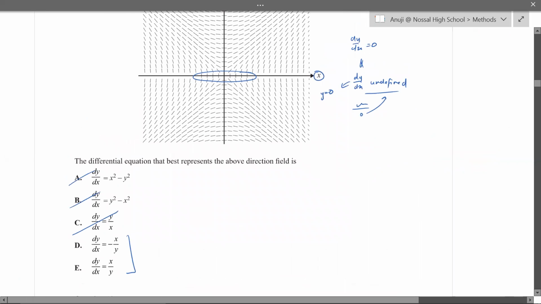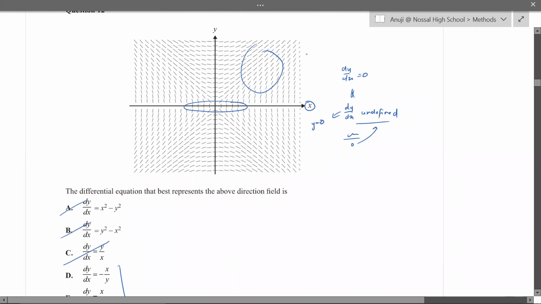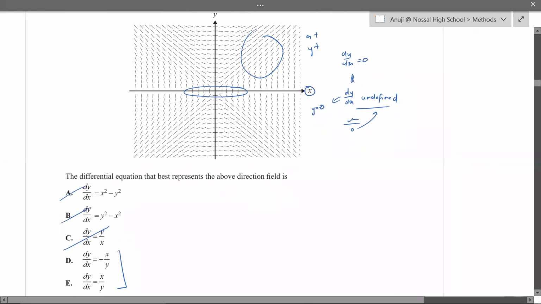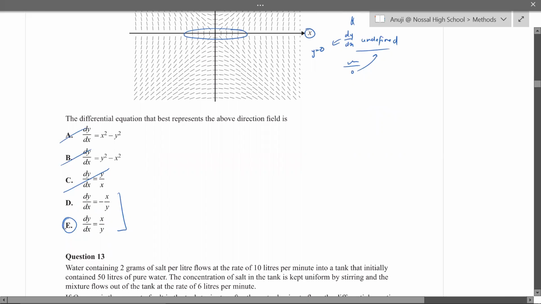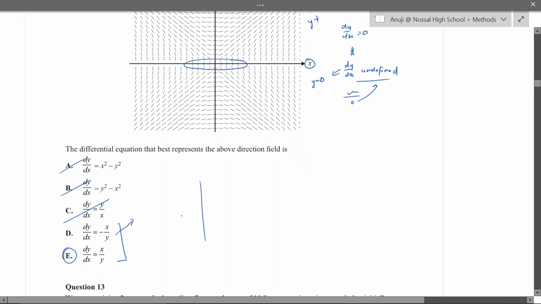And then you can just look at the different quadrants. In this quadrant, x is positive and y is positive, and that makes sense because the gradient is also positive everywhere. And if you look in this quadrant, y is positive, but x is negative, and again, it makes sense because the gradient's negative. So that would suggest that E is the answer, because if it was D, then in the first quadrant, y is positive, x is positive, and then there's a negative, so the dy/dx should also be negative. And for this one, it should be the other way around. But it doesn't match with this slope field, so it's E.